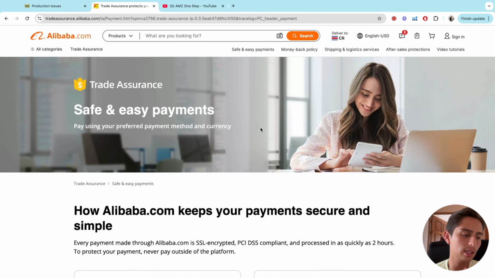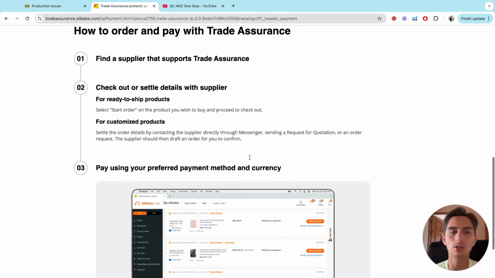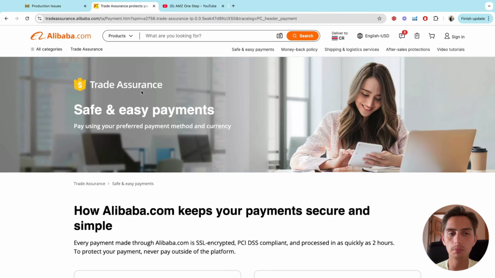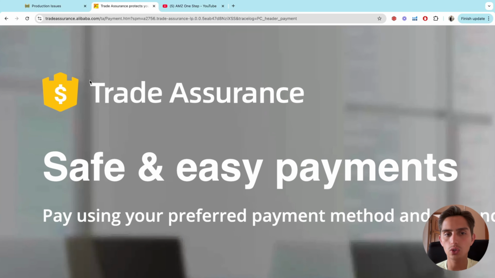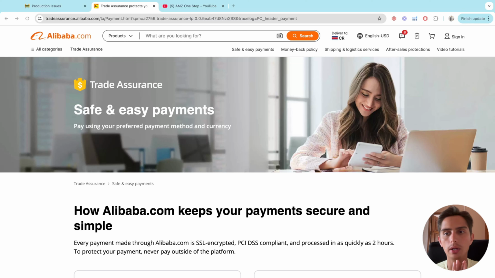It doesn't matter if we have a very big, major issue with our production run. We can always go back and talk to Alibaba and see how we can figure this out. This is hoping that you purchased through trade assurance. If you purchased through another platform, not even Alibaba, I would definitely encourage you to see what the rules are for that company, for that website.